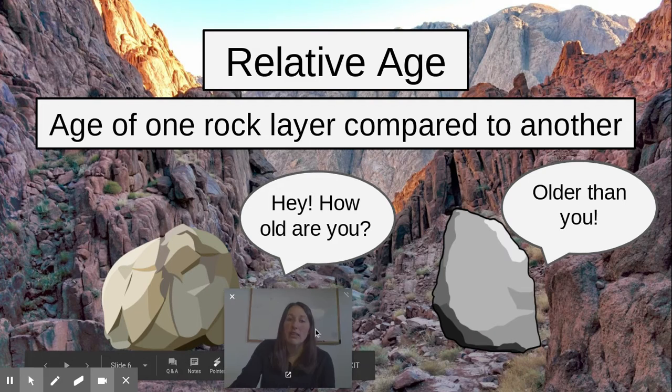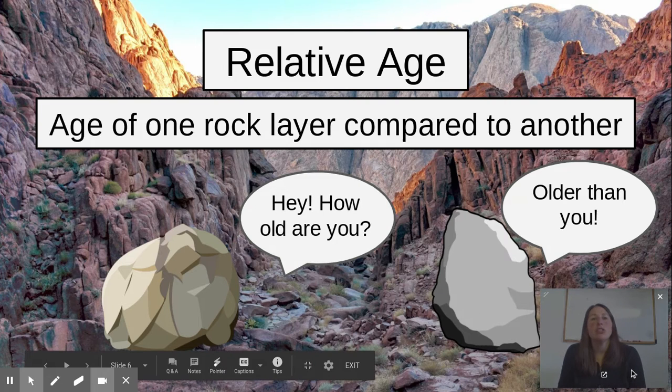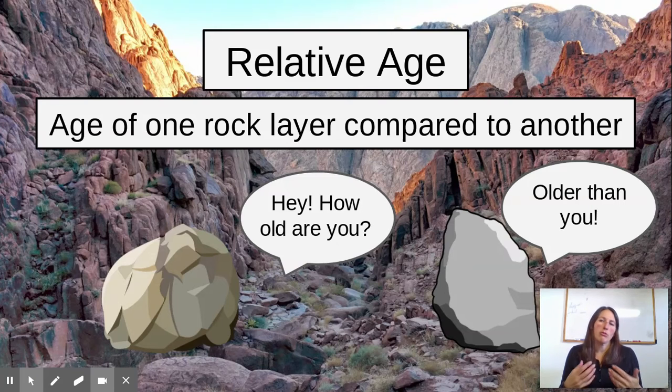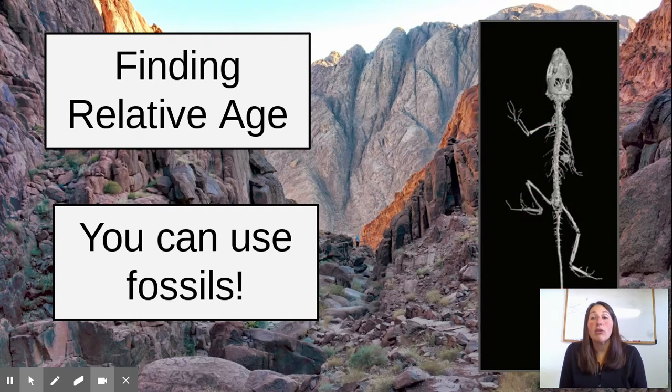So our next lesson is relative age. Relative age is determining the age of one rock layer compared to another. When we're talking about this, we're talking about rock layers down into the earth. This one's going to be more of a comparing. So my little rocks here, the one saying, hey, how old are you? And instead of saying I'm 500 years old, that rock is saying older than you. So when we talk about relative, we're comparing. What's the relationship? How are they related to each other? That's relative age. So how do we do it?